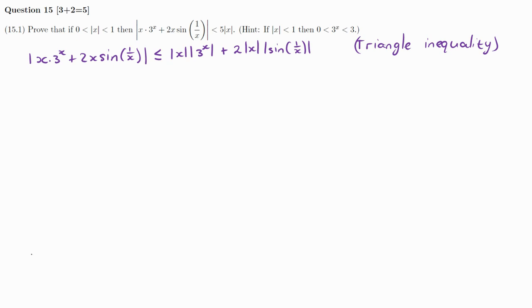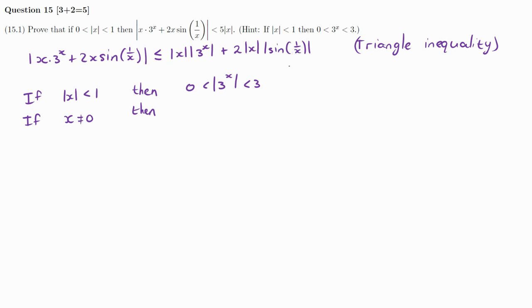So now let's use the stuff that they just gave us. So if the absolute value of x is less than 1, then 3 to the power x is between 0 and 3. But if x is not equal to 0, so that means this is not 1 exactly, x is not equal to 0, then the following would apply to the sine part.